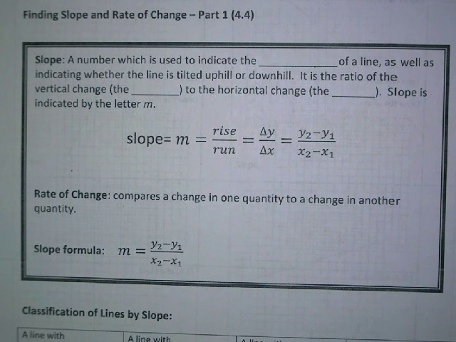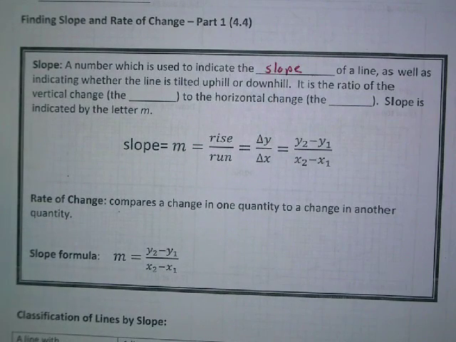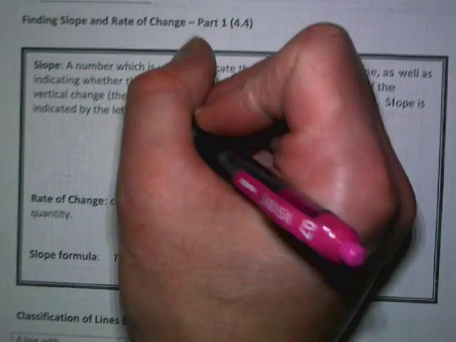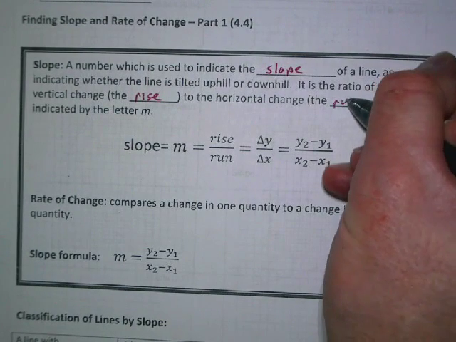All right, so it really should say "and" between those two because slope is rate of change. They mean the same thing. So a number which is used to indicate the slope of a line, as well as indicating whether the line is tilted up or down. It is the ratio of the vertical change, which we call the rise, to the horizontal change, which you've probably heard called the run.